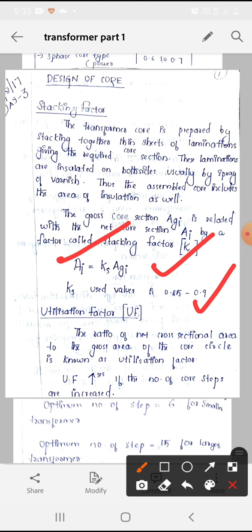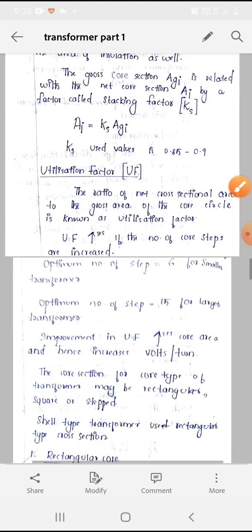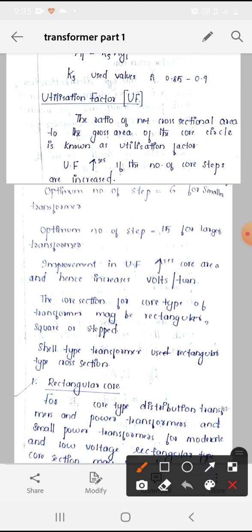Next we need to know utilization factor. That is the ratio of net cross sectional area to the gross area of the core circle, known as utilization factor. Normally the utilization factor increases only if the number of core steps is increased. The optimal number of steps is normally 6 for a smaller transformer and 15 for a larger transformer. Therefore improvement in utilization factor increases core area, and in turn it increases the voltage per turn.